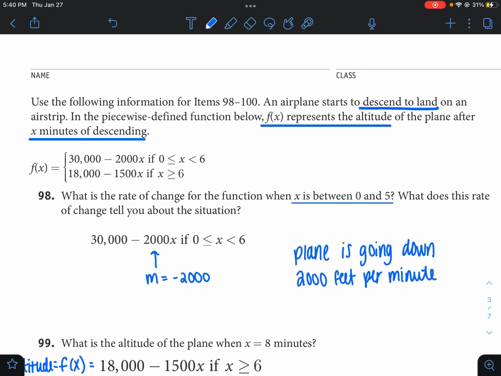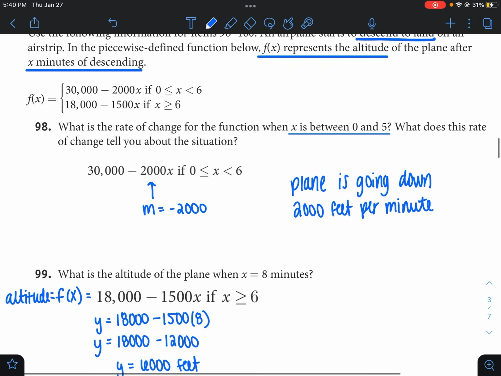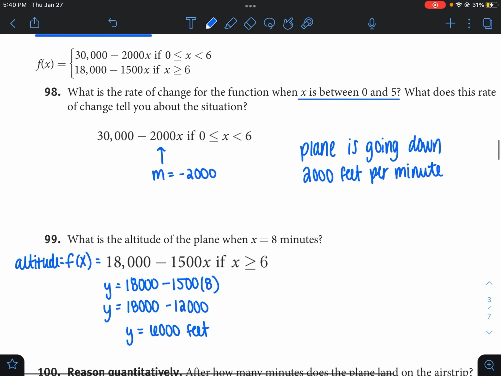All right, then for number 99, what's the altitude of the plane when x is equal to 8 minutes? So that pops us down to the second function because 8 is greater than or equal to 6. All right? And again, altitude is f of x, and f of x is y. So we're just solving for when x is equal to 8. So we pop 8 in there. We do that multiplication. 18,000 minus 12,000 tells us we're at 6,000 feet.